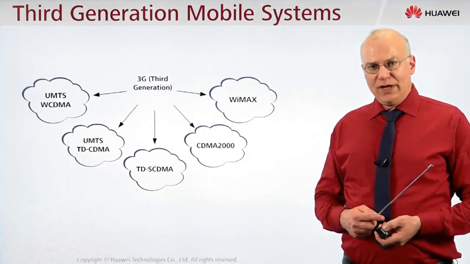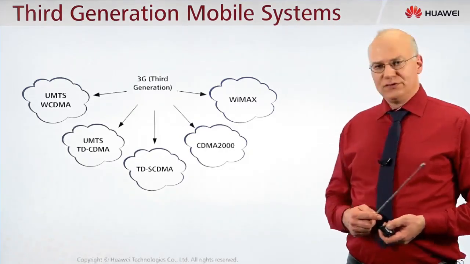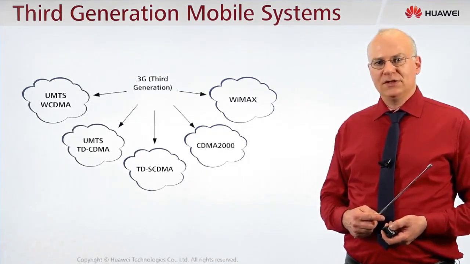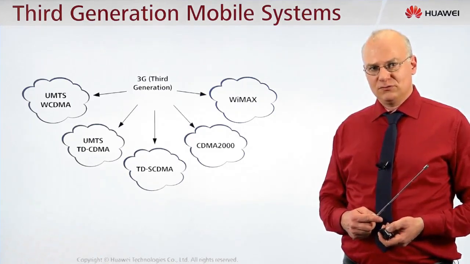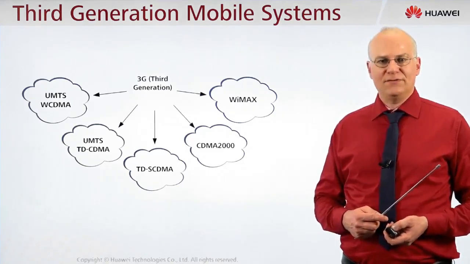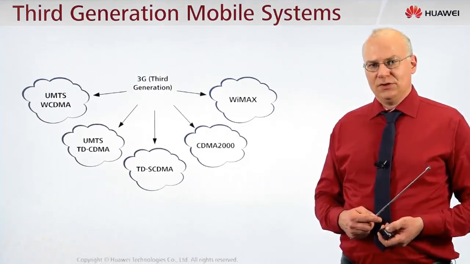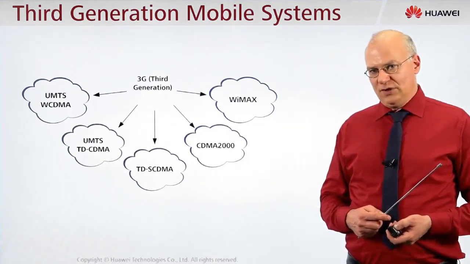Then in America we have CDMA 2000, which uses a smaller bandwidth like UMTS. It uses in the first version 3.75 megahertz, and it's only used on the American market.